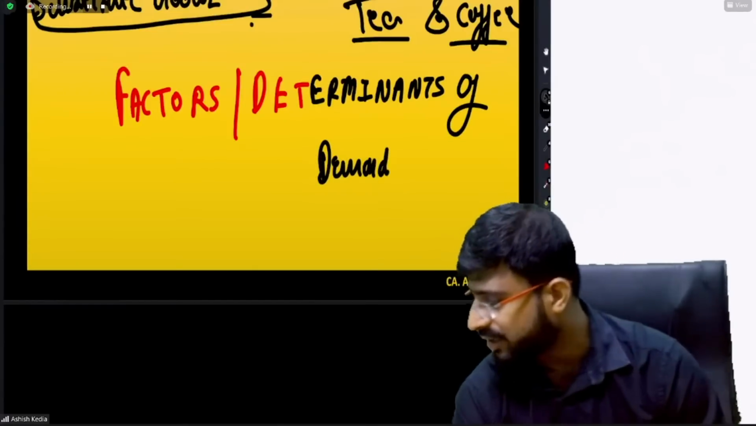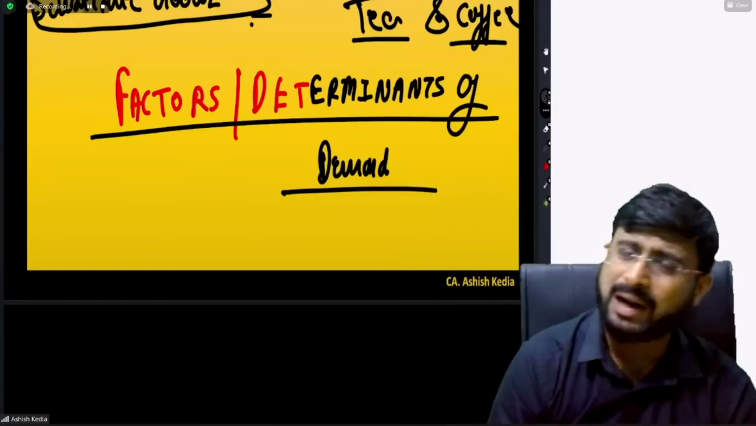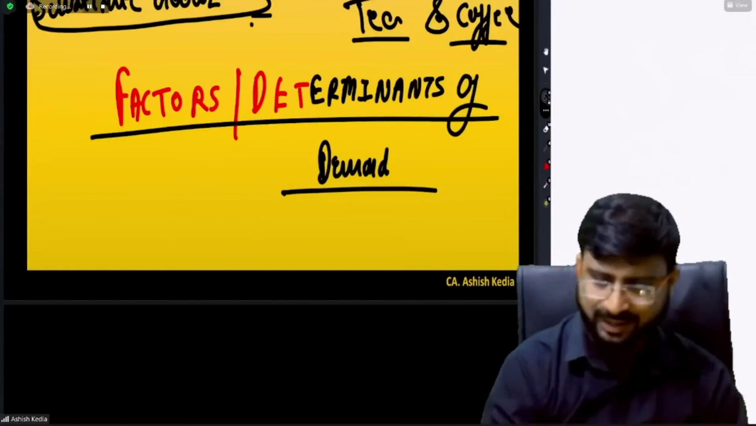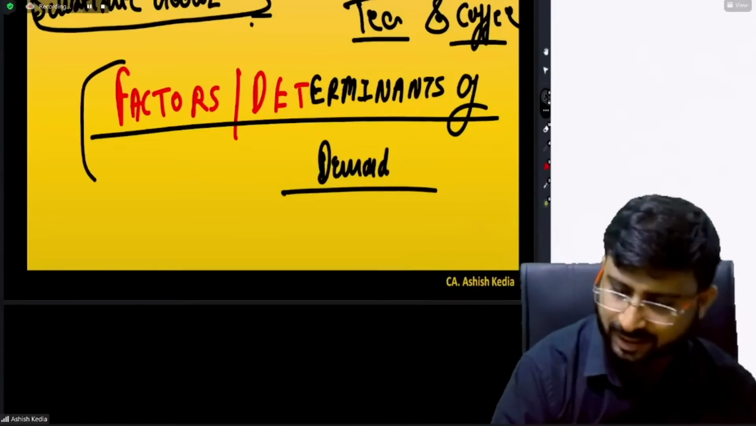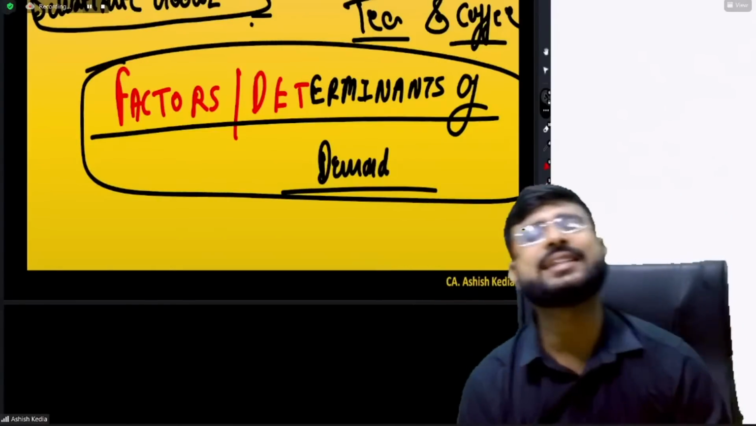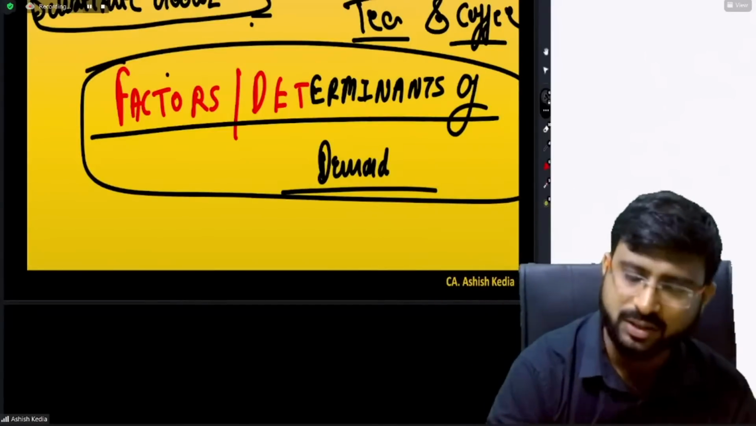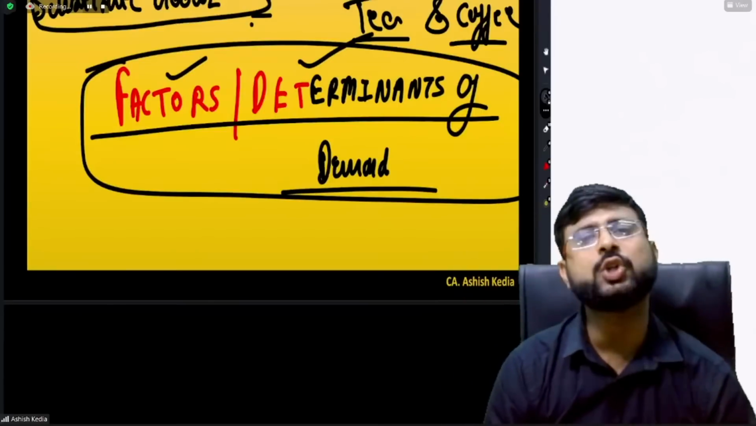Basically, what are we studying here? On what does demand depend? Factors affecting demand and determinants of demand. We are going to study that here.